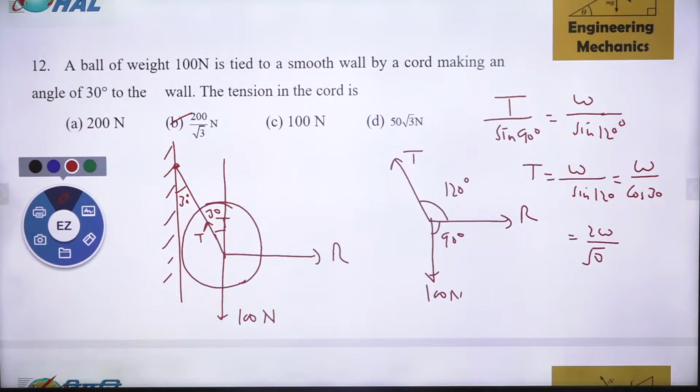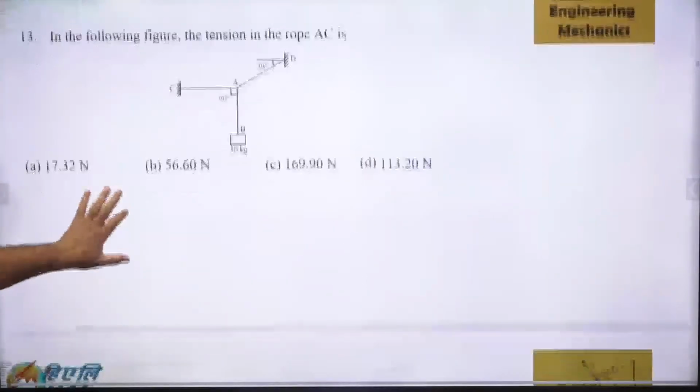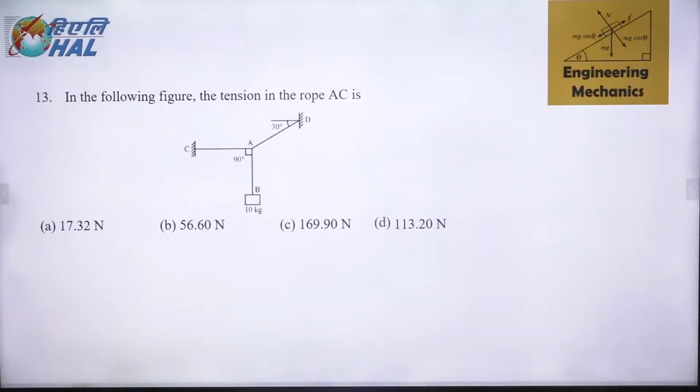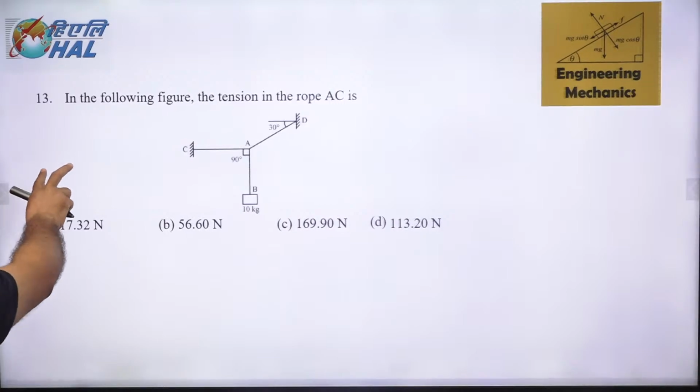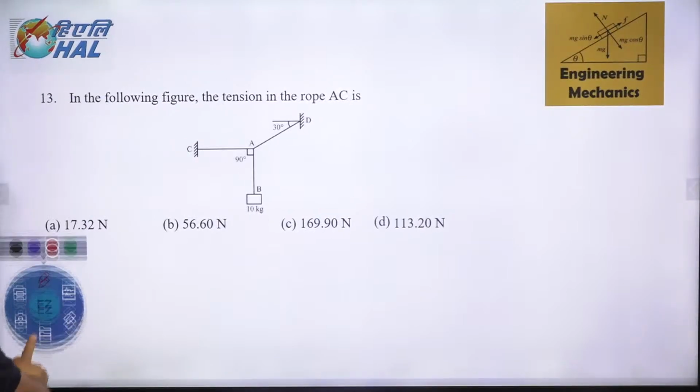Right, so this is the answer for this particular question. Let's go next. Again, this is a simple tension kind of question. We have to find out the tension in rope AC. All the angles are given to us. We want to find out the tension, so calculate it fast. Tell me what answer is coming.